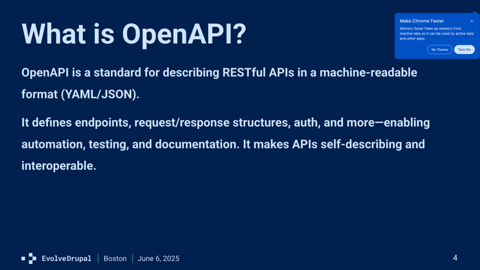So what is Open API? Open API is a standard for RESTful APIs in a machine-readable format, like the YAML or JSON format. It's really defining endpoints, requests and responses, and structure. It allows for more automated testing and can make APIs more interpretable by other systems.